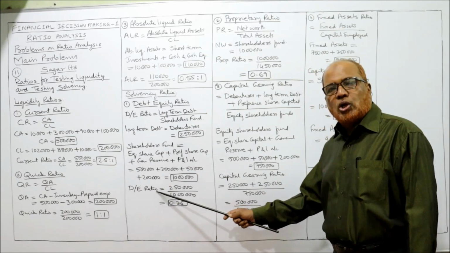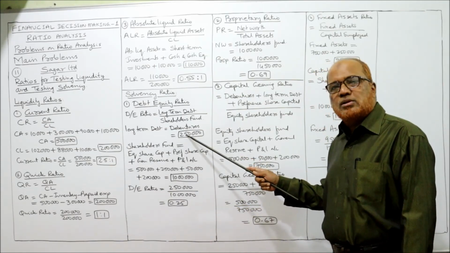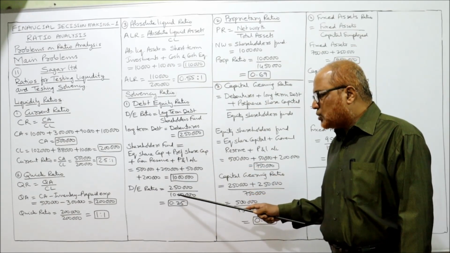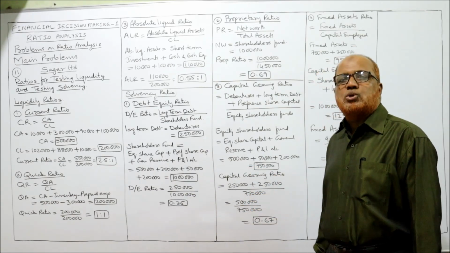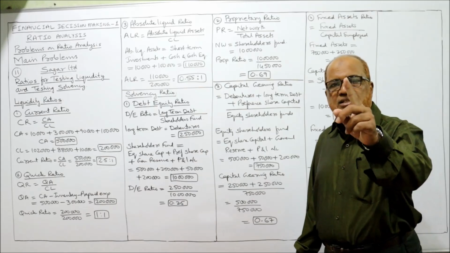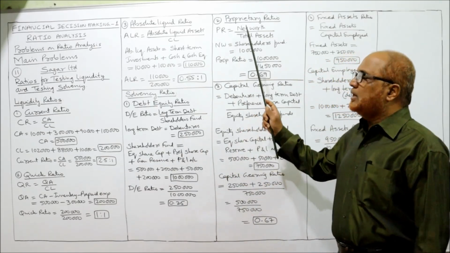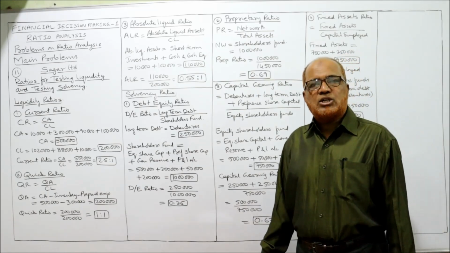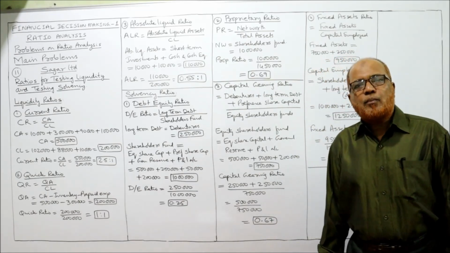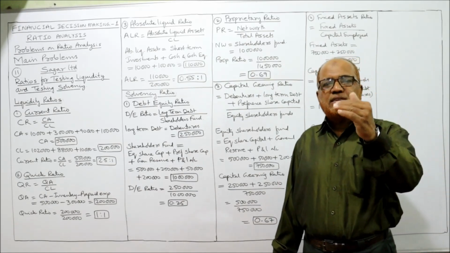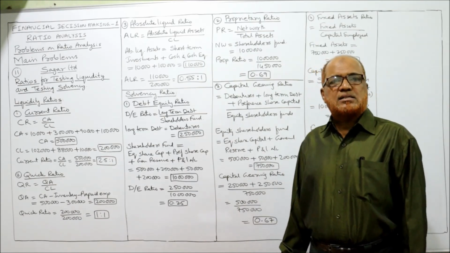Then debt equity ratio: long-term debt is 2,50,000, shareholders' fund is 10 lakh. So 2,50,000 by 10 lakh, 0.25. First solvency ratio completed. The second solvency ratio is proprietary ratio. The formula for proprietary ratio: net worth by total assets.